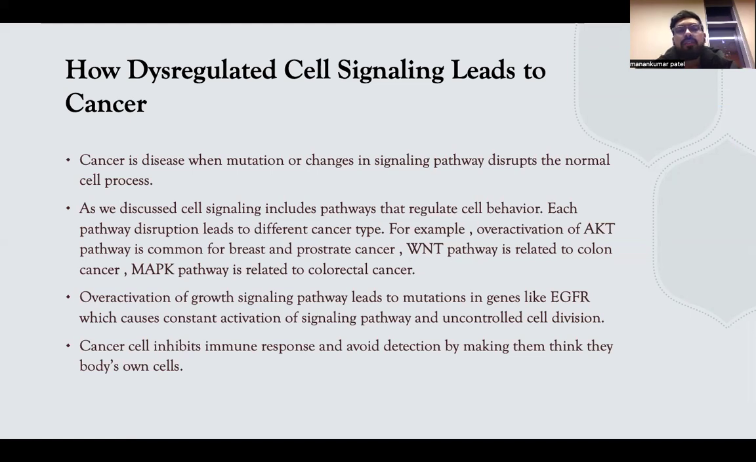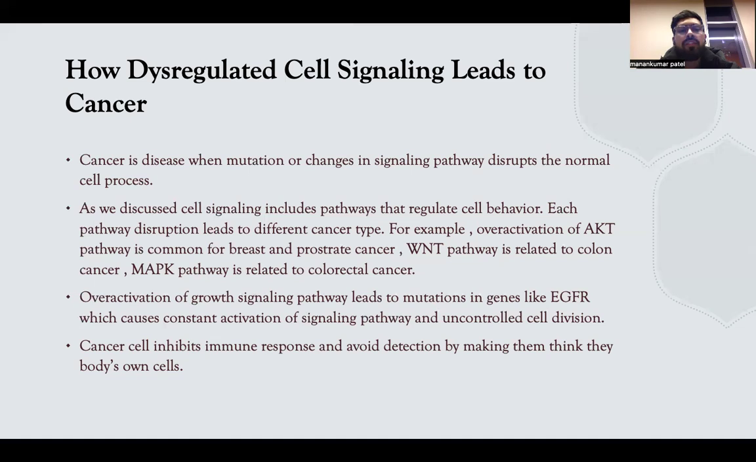As we discussed, cell signaling includes pathways that regulate cell behavior. Each pathway disruption leads to a different cancer type. For example, overactivation of the AKT pathway is common in breast and prostate cancer. Then the WNT pathway is related to colon cancer. Then the MAPK pathway is related to colorectal cancer and melanoma also.